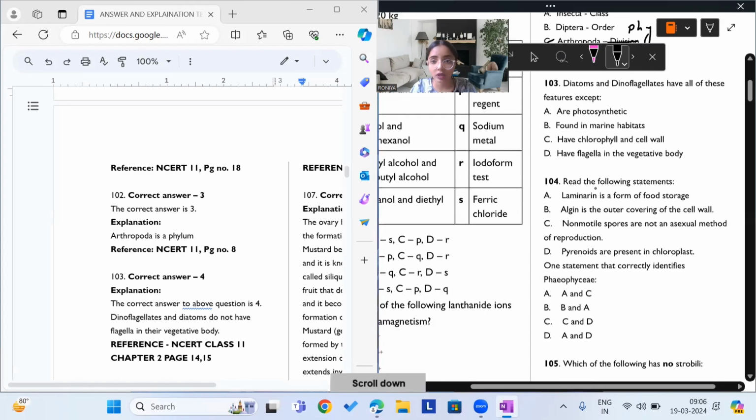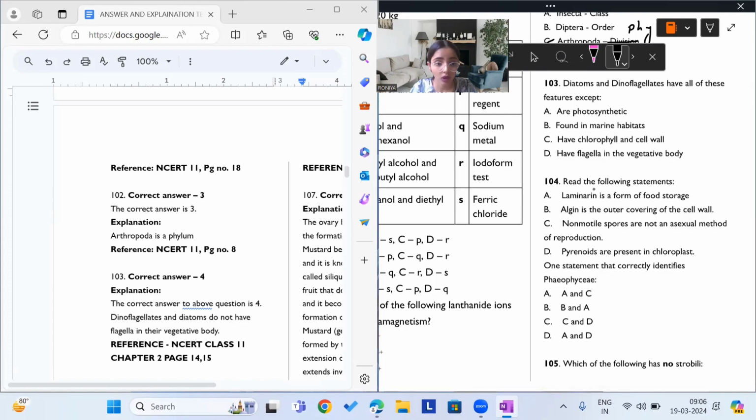Now moving on to question 103. What does it say? Diatoms and dinoflagellates have all of these features except. Okay, so they do not have flagella in the vegetative body. Diatoms and dinoflagellates are photosynthetic, that is why they have chlorophyll. Diatoms have a cell wall made up of silica, which appears like a soap box, as you all remember. And they are found in marine habitats. So all of these options are correct, but the fourth option is incorrect because they do not have flagella in the vegetative body. Okay, understood?